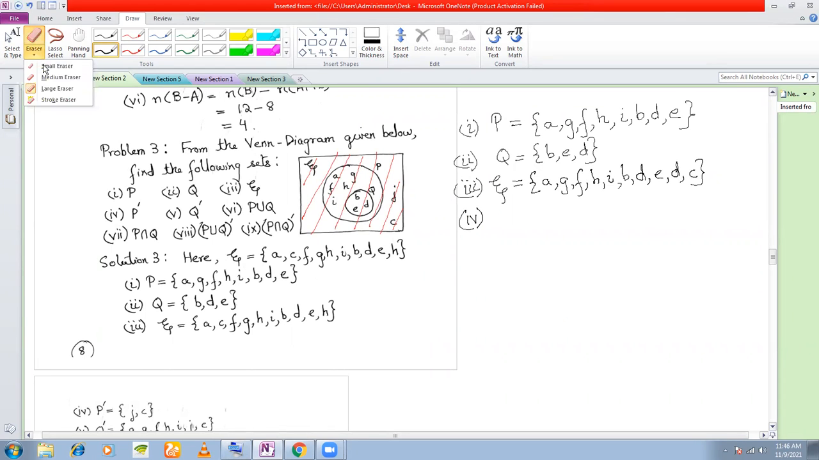Okay. Next, number 4 is P complement. So which one is P complement? What is the meaning of P complement? P complement means whatever is not there in P. That means whatever is there outside the circle that represents P. So whatever elements are there here, outside P. What elements can you see outside P? Only 2 elements are there, D and C. Clear?